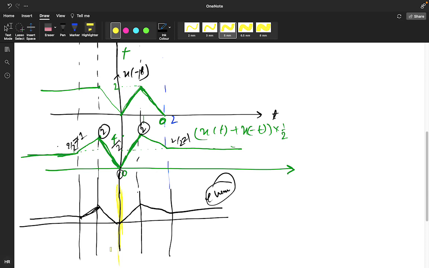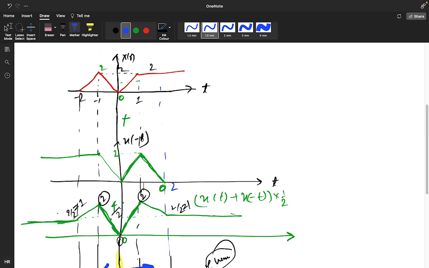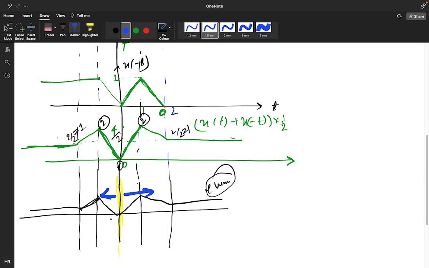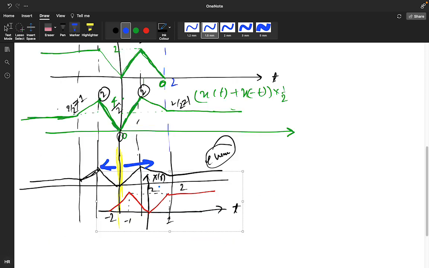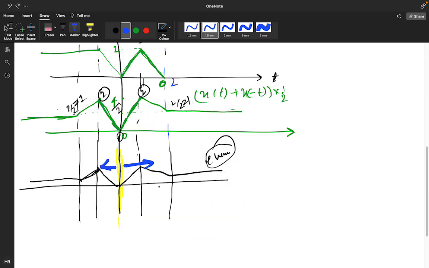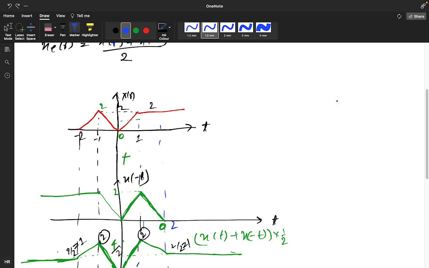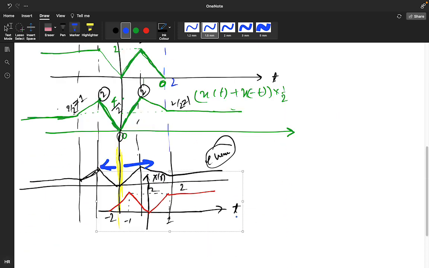Put the mirror image, see the image. Whatever image you are getting, the same image you are getting on this side. Prasanna, did you understand what we did? Yes, sir. Okay, now if you understood this part, then do it for the odd signal.